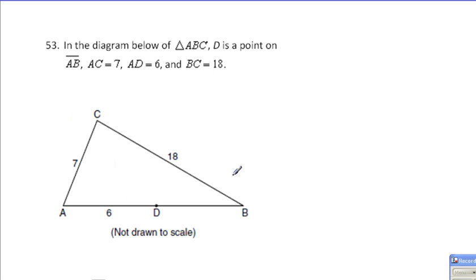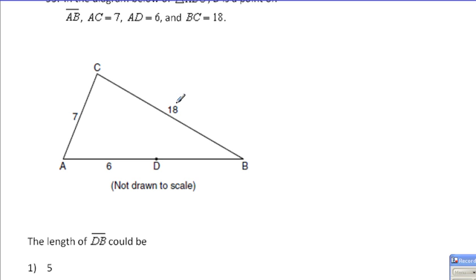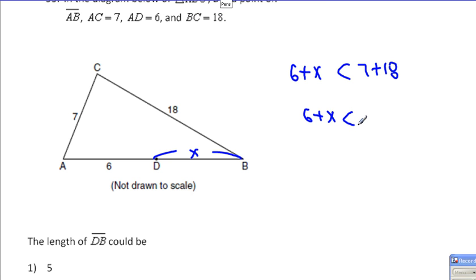Now, here we have, since this is 6, sum of the two sides has to be greater than the third side. Then we get to realize that 6 plus x, I'm going to call this portion as x, has to be less than 7 plus 18. Then 6 plus x has to be less than 25, which makes x less than 19.